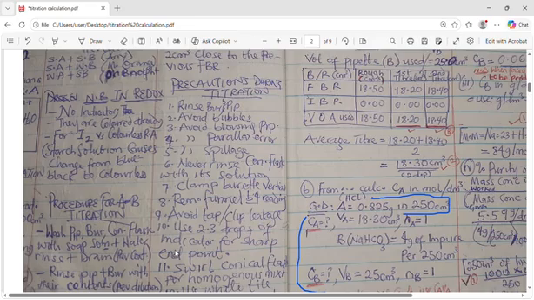Then number 10, use 2 to 3 drops of indicator for sharp endpoint. So when using your indicator, it should be within 2 and 3 drops.